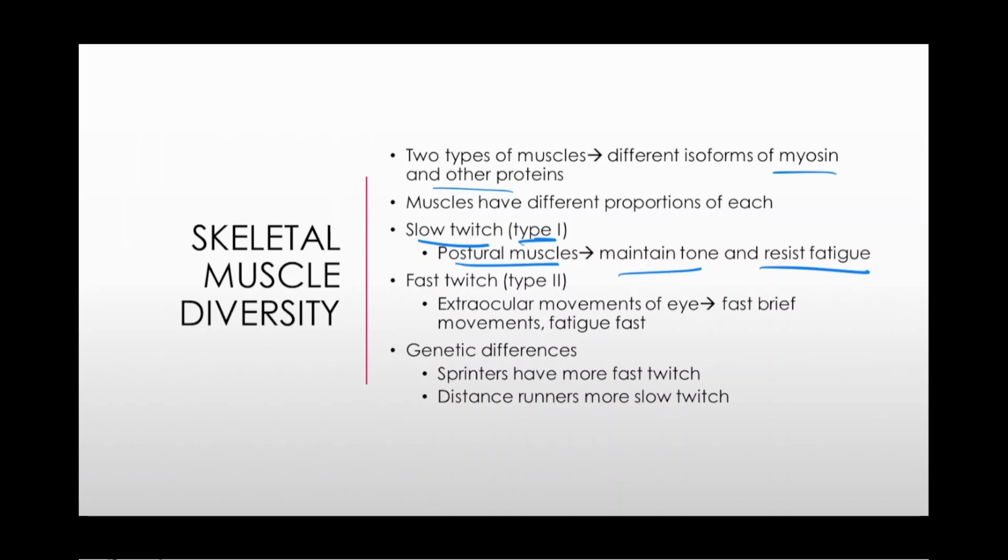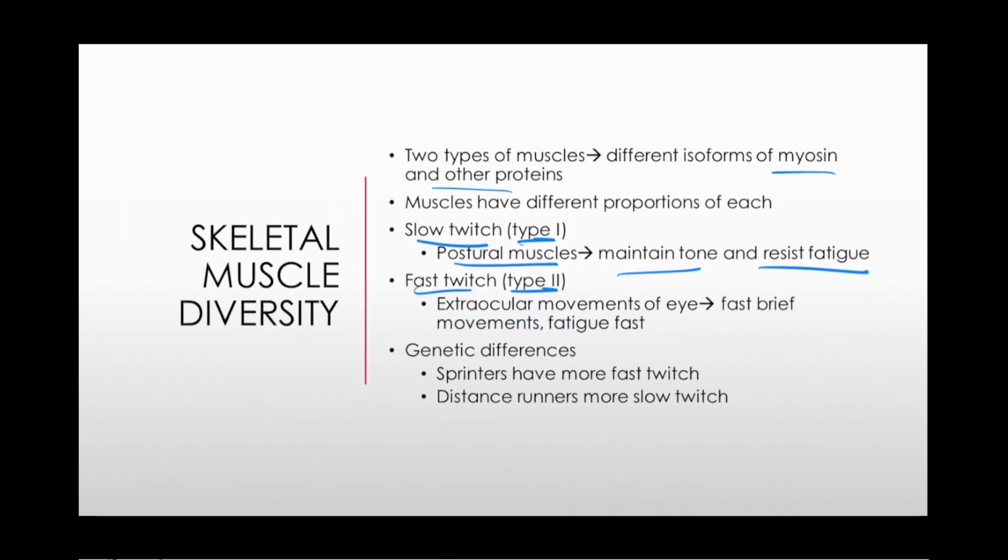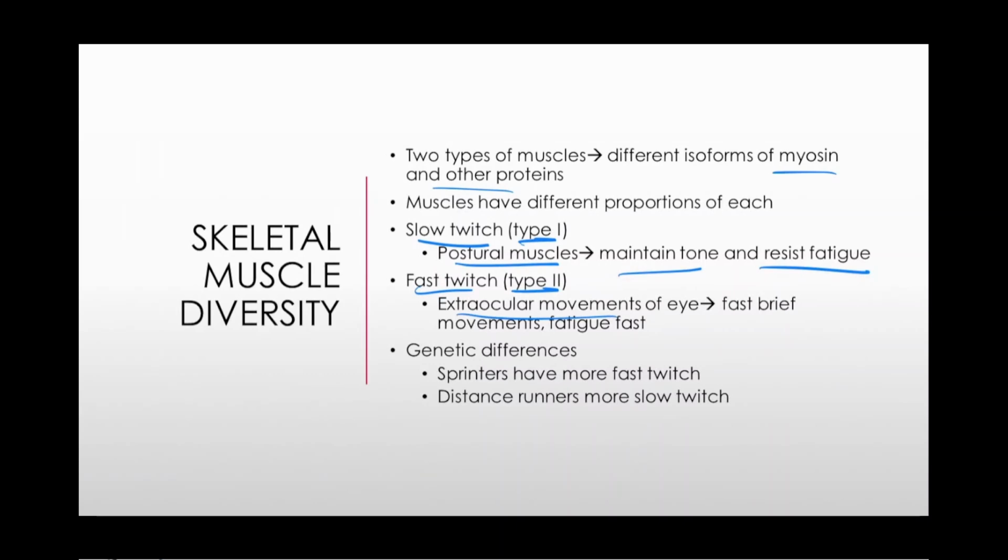You don't want to fall down all the time because you can't support yourself. We also have fast twitch, or type 2 muscle. These are like your extraocular movements of your eye. Your eyes dart around very, very fast. Why? Because they're fast twitch muscles. That's the whole point. You want to be able to see what's going on around you, or if you hear a noise, your eyes will revert to that direction very fast because they're fast twitch muscles. Fast, brief movements, but they fatigue fast. Try moving your eyes back and forth real fast. After about 5 seconds, you can't do it anymore because they fatigue fast. They start hurting and so forth. That's what fast twitches are.